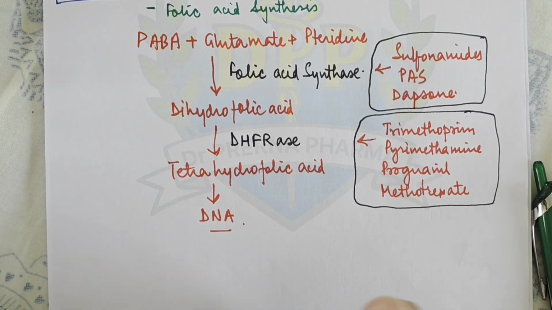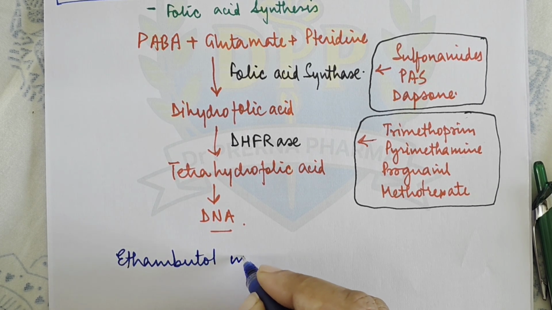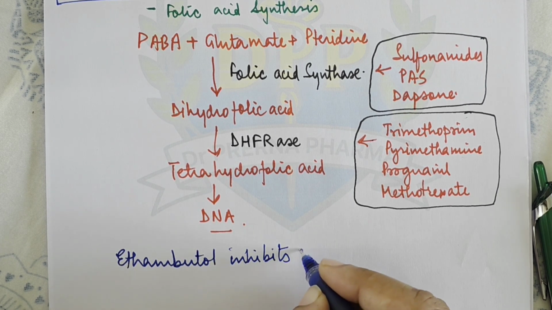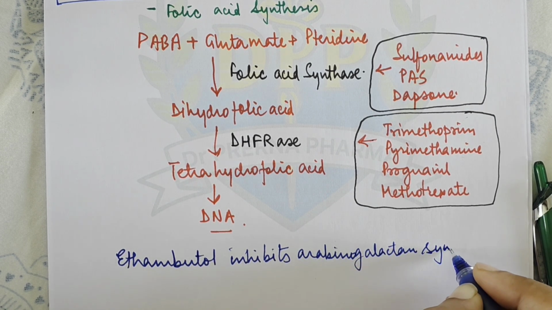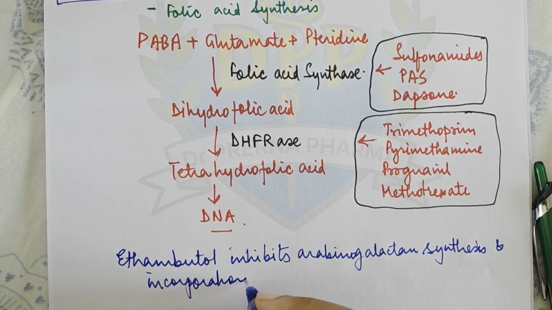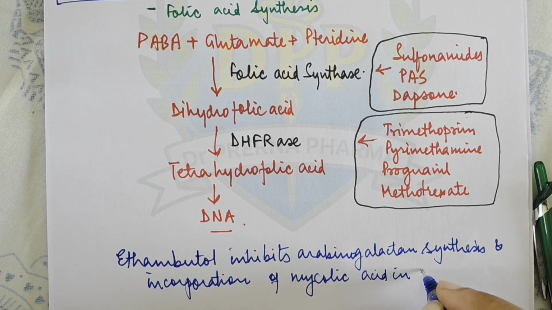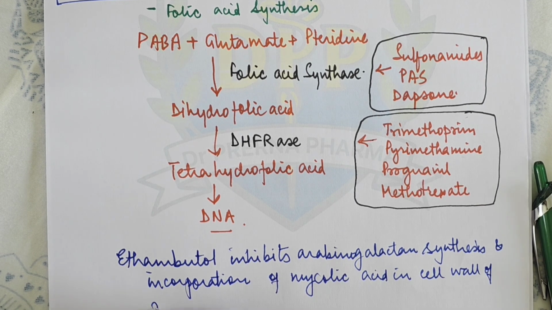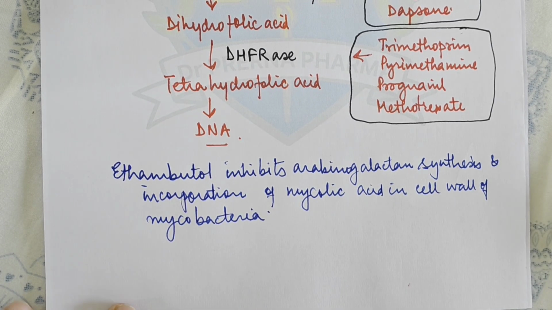Then there is one more drug, that is ethambutol, which inhibits arabinogalactan synthesis and incorporation of mycolic acid in the cell wall of mycobacteria. So this ethambutol is basically used in the TB treatment. So this is another drug which also is a metabolic inhibitor.